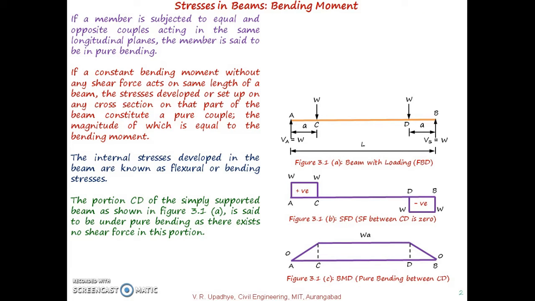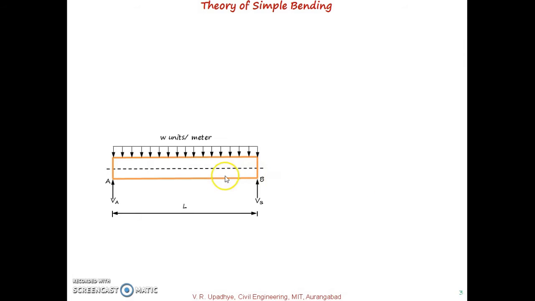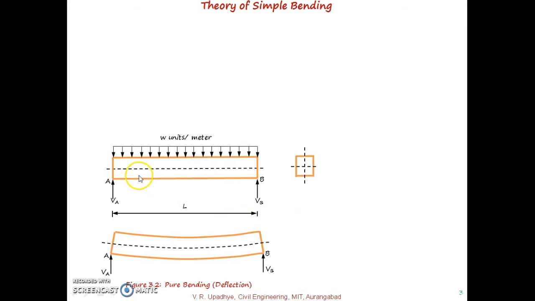Now we will go through the theory of simple bending, or theory of pure bending. This is a simply supported beam subjected to a uniformly distributed load of w units per meter throughout the span L. Let us say this is a cross section of the beam, and due to the externally applied forces, the deflected shape of the beam is as shown in this diagram.